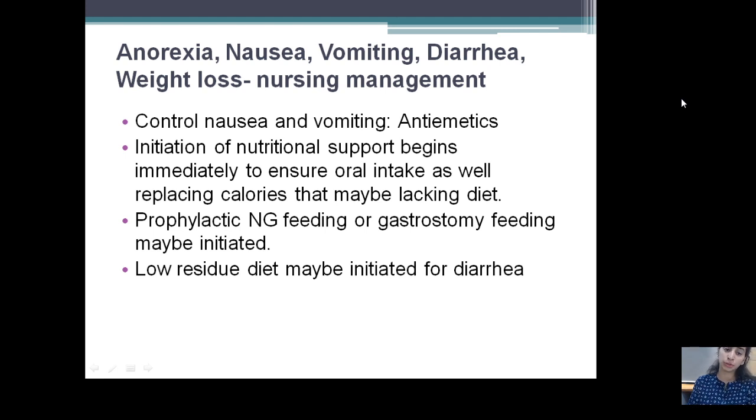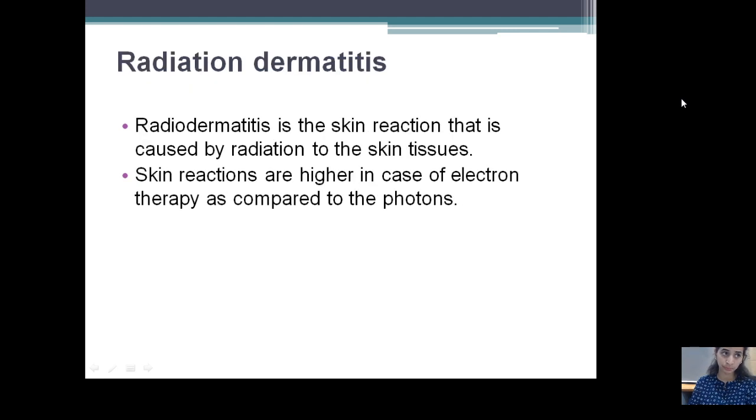So the nursing management of nausea, vomiting, anorexia, diarrhea and weight loss is, we have to control the nausea and vomiting by using antiemetics. Initiation of nutritional support should begin immediately to ensure oral intake as well as replacing calories that may be lacking in the diet. Prophylactic NG feeding or gastrostomy feeding may be initiated, and a low residue diet may be initiated for diarrhea.